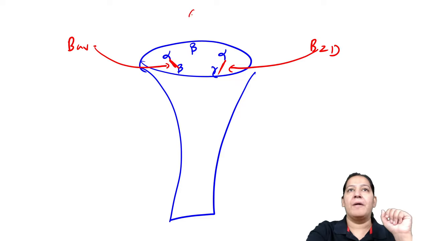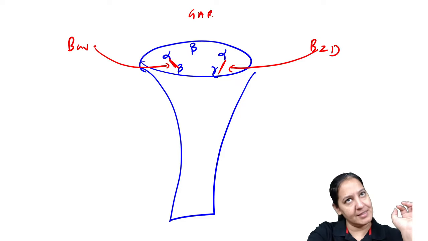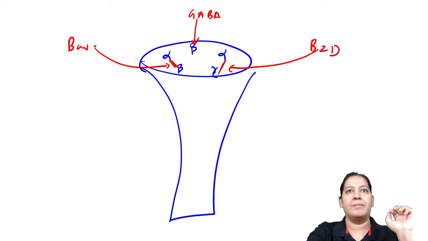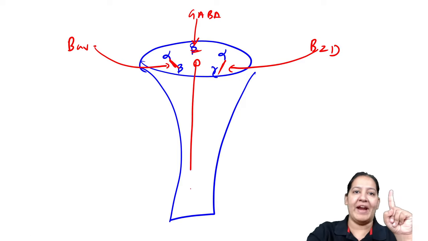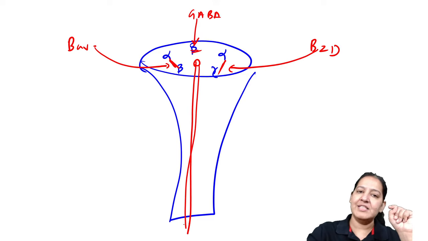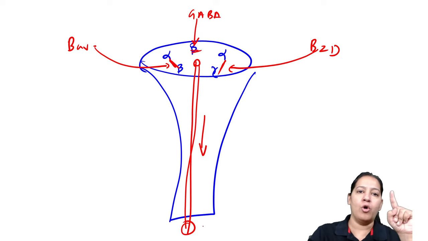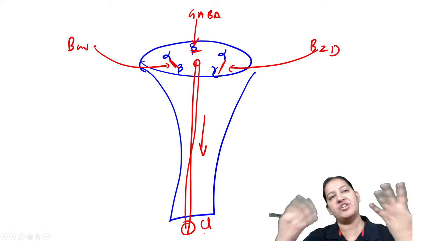And this is the natural GABA. Normally, if both of them are absent, natural GABA acts on beta. Natural GABA, acting on beta, opens the chloride channel. This is the chloride channel. It simply opens the chloride channel. More chloride will go in. Chloride will cause hyperpolarization and inhibition.